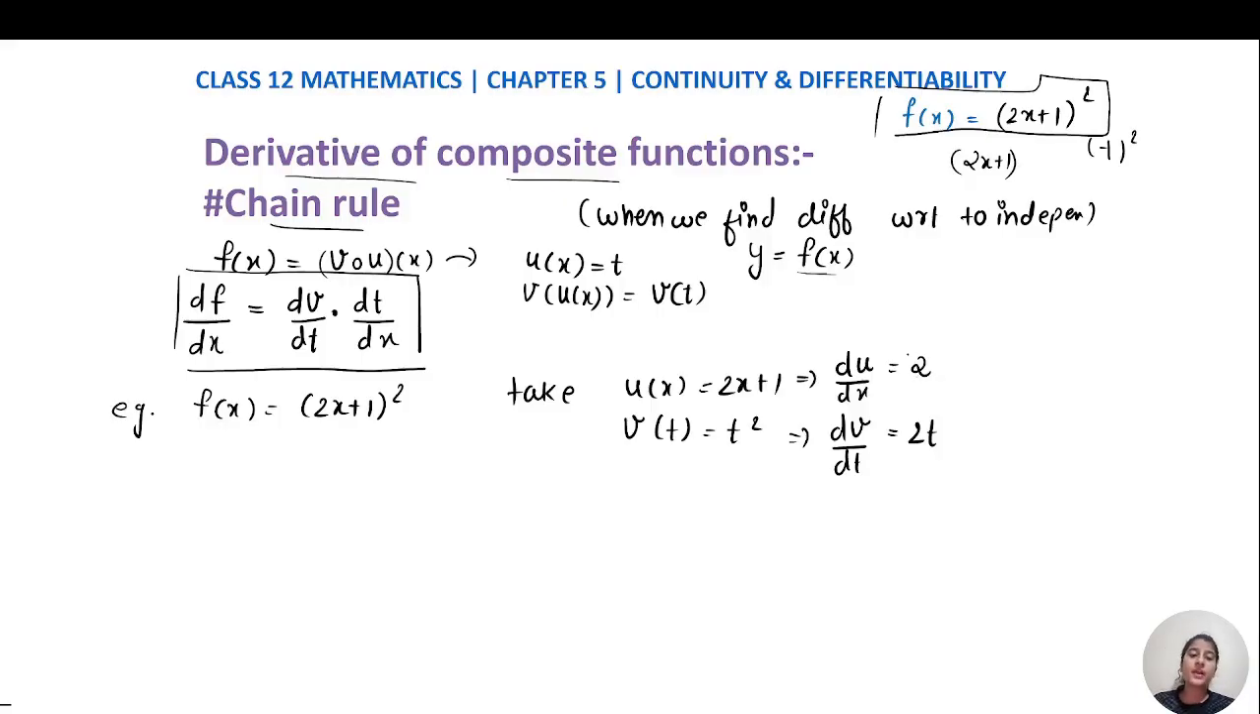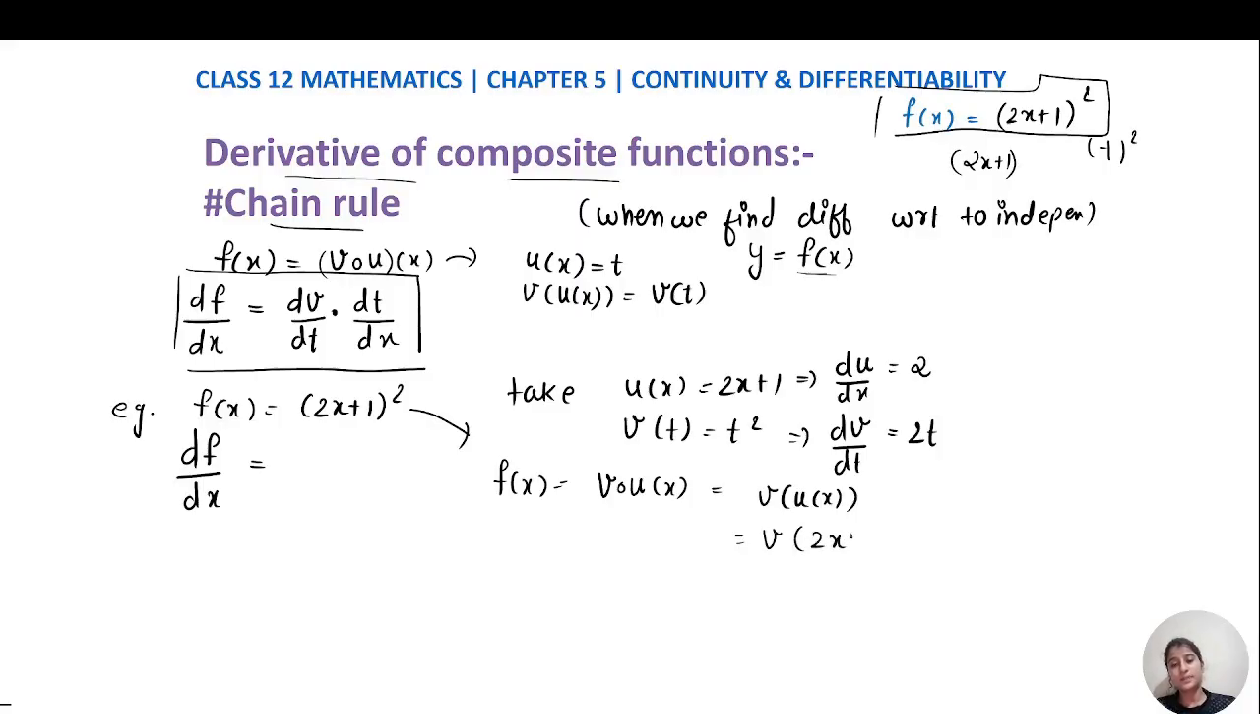Now what we have to find is the derivative of 2x plus 1 whole square, that means we have to find df by dx. Now apply the chain rule. For the chain rule, I write f of x as the composition v composition u of x, that means v of u of x. It's easy to see that this is true, because our u of x is 2x plus 1, and v of t is taking its square, that is 2x plus 1 whole square. So the composition we have taken is correct.